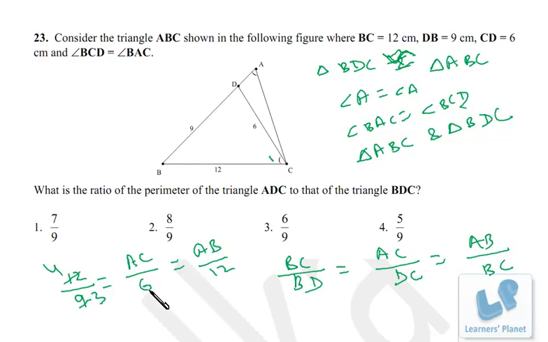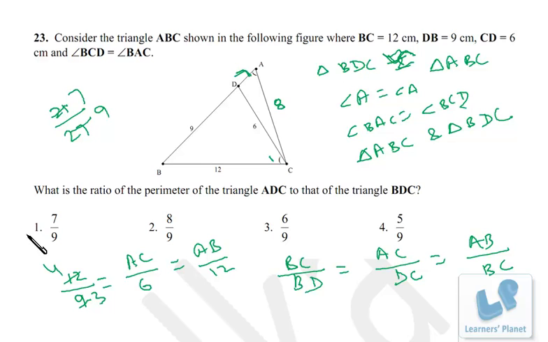Now we have this data. Now we can calculate the length of AC, that is 24 by 3, that's 8. So AC is 8, right? AB by 12 is 4 by 3, that means AB will be 16. Now AB is 16, BD is 9, that means AD must be 7, right? Now you have to find out the ratio of perimeter of triangle ADC to BDC. Now ADC, that is 6 plus 7 plus 8, that is 21, right? And triangle BDC, 6 plus 9, 15 plus 12, 27.